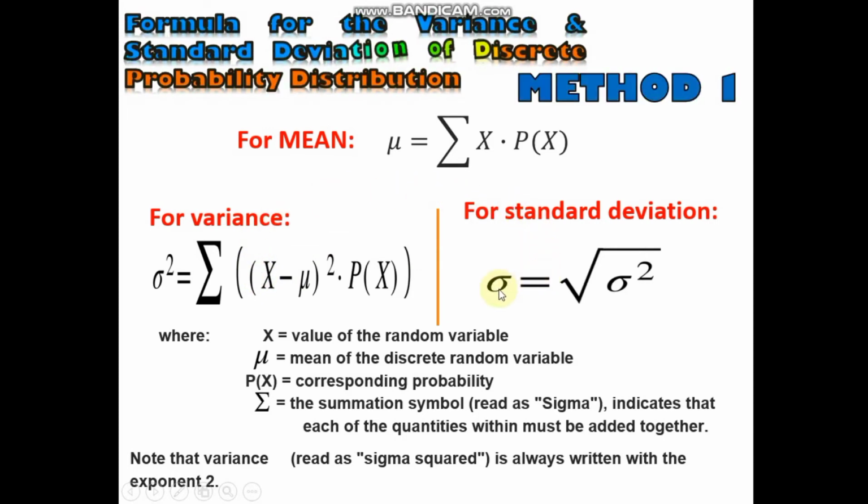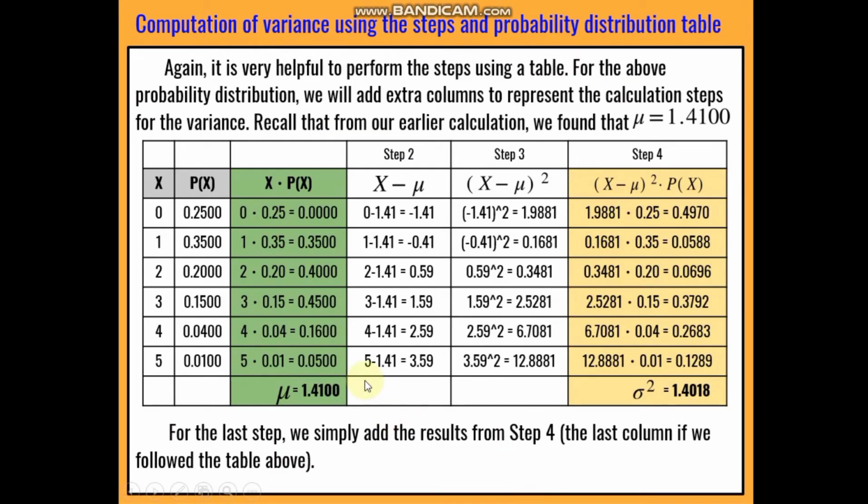So, the variables involved: you have your x, that's the value of your random variable; your mu, that's your mean; P of x, the corresponding probability; and sigma, that's your summation symbol. Next, here is our example. Let's say you are given this random variable x: 0, 1, 2, 3, 4, 5. And you are given the probability P of x: 0.25, 0.35, 0.20, 0.15, 0.04, and 0.01.